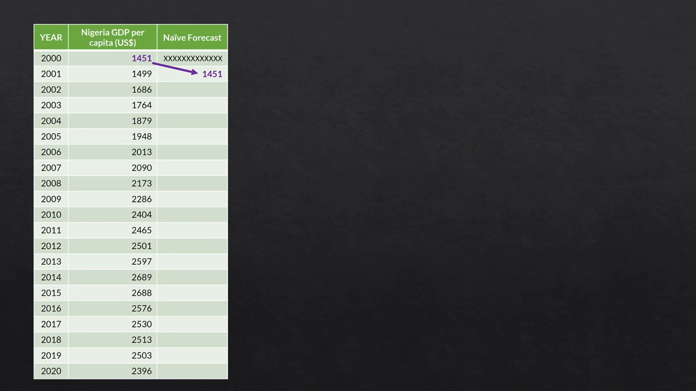So here is how the naive forecast works in a chart form. So here we have our data we had before on the left in the first two columns. The naive forecast is in the third column. All we do is take the known value from the previous period.